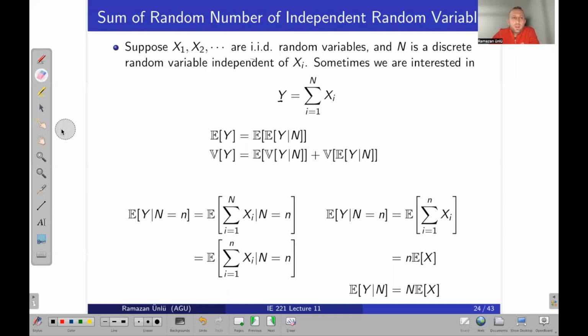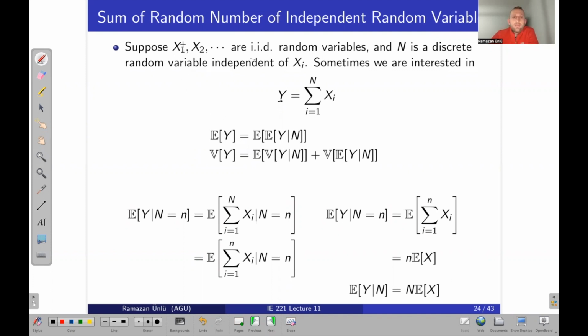Hi everyone, welcome to part 6 of lecture 11. In this lecture we will discover the sum of a random number of independent random variables. That concept can be important for solving some kinds of problems, so we'll try to discover that one.